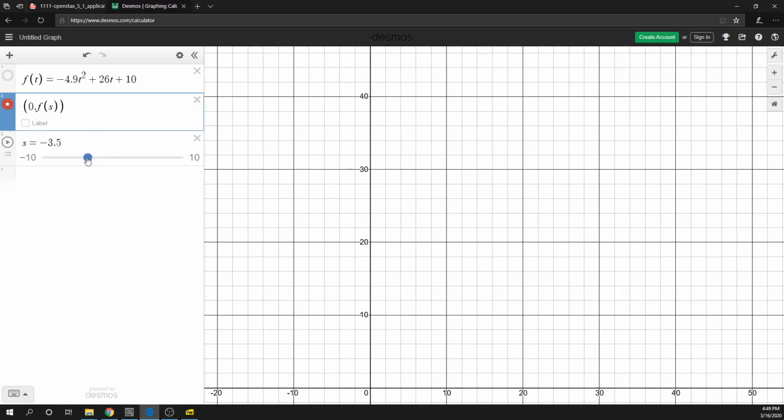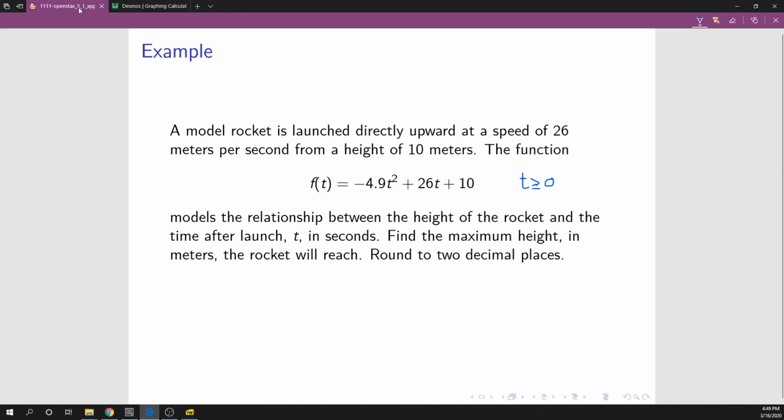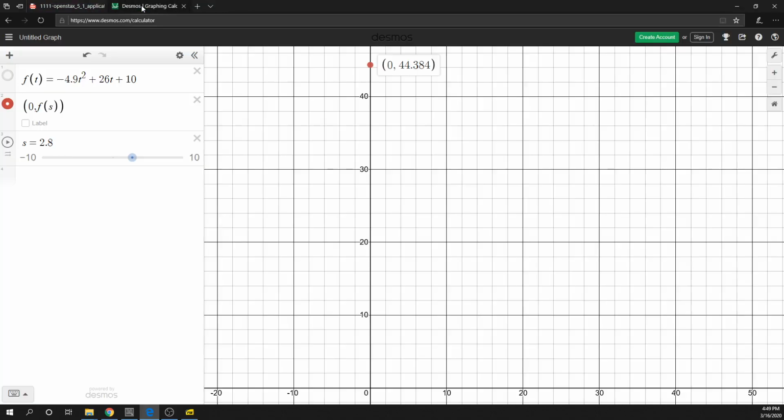All right, we can grab a hold of this and get pretty close on Desmos. So right around in there, just judging by this, it looks like the height is 44.38, and I guess that's in meters. Yeah, in meters.